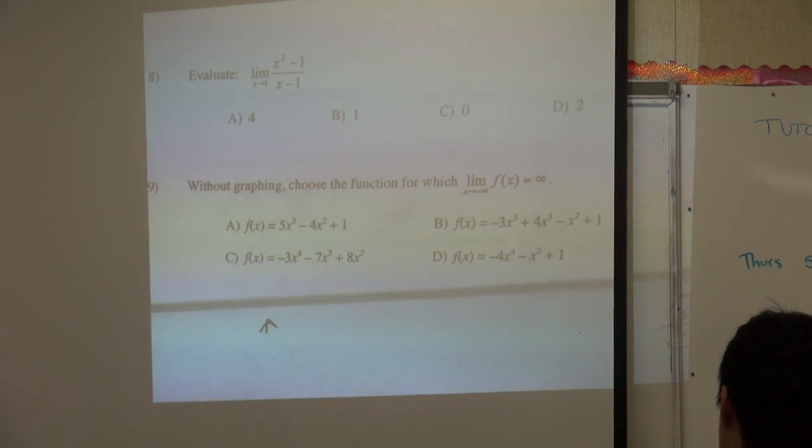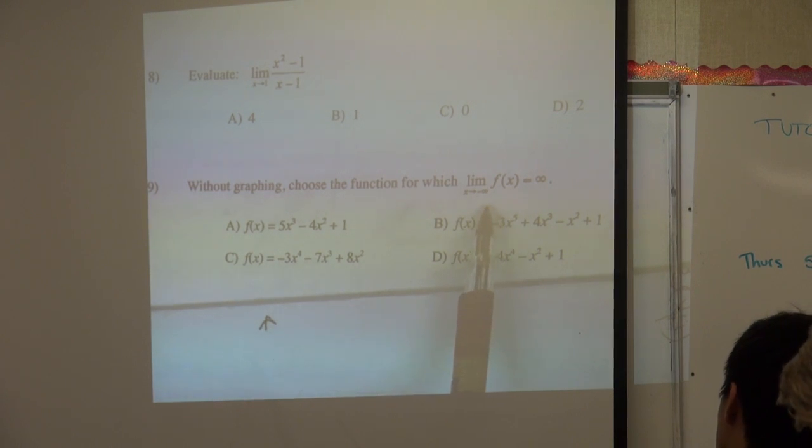81% of you got it right. Yes? So how do you know that, like, what it's asking is it goes up when it goes down? Because they're saying that the limit as x approaches negative infinity. Oh, so that's the one. So they're saying when you look to the left of the graph, it's going up.